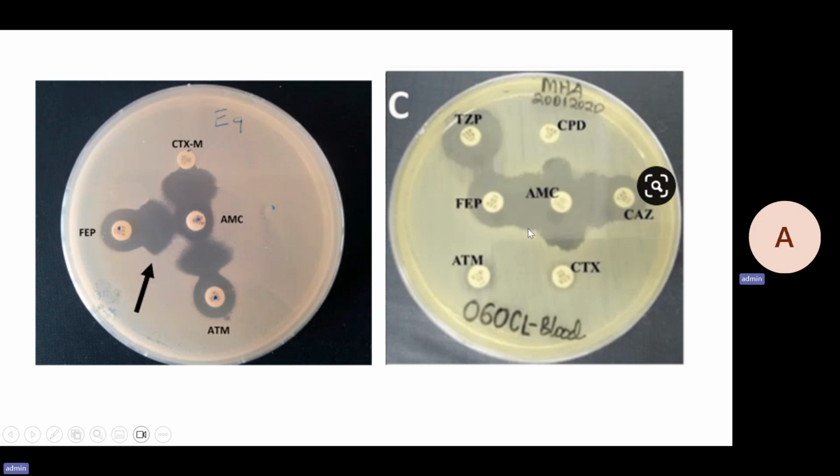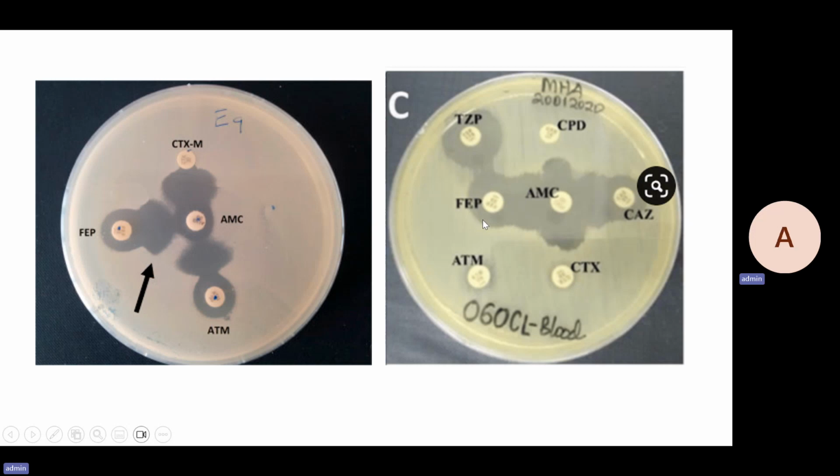Aztreonam, there is nothing, but that is probably too far away. That's why you're not seeing it. Piptaz, there is a zone, so obviously it's not that much affected. So here we found that there is some zone against ceftazidime, there are no zones against cefotaxime. So this is most likely an ESBL, and most likely a CTX-M type of ESBL, because clavulanic acid is doing something and it's preferentially hydrolyzing cefotaxime.